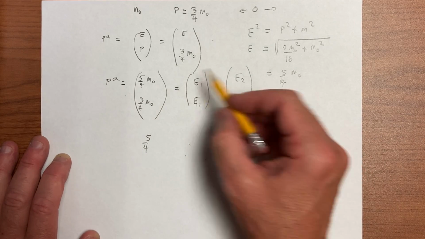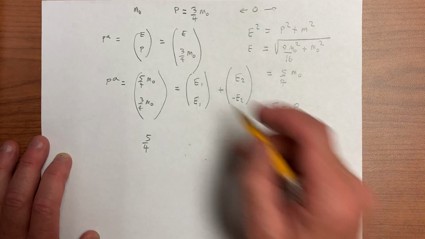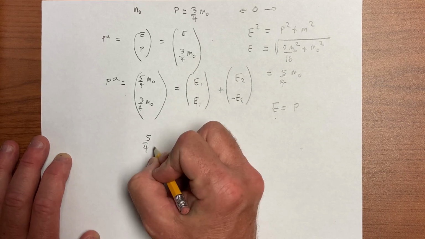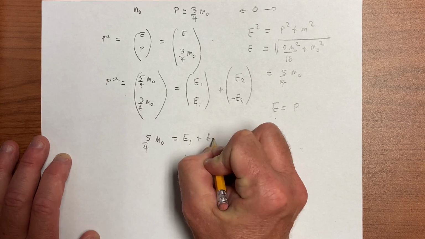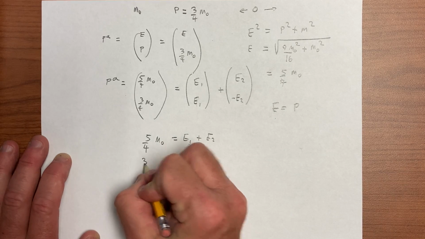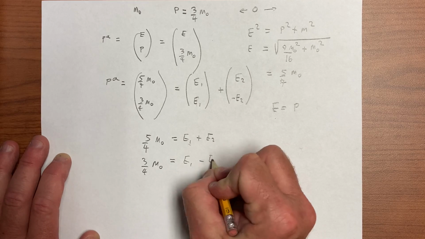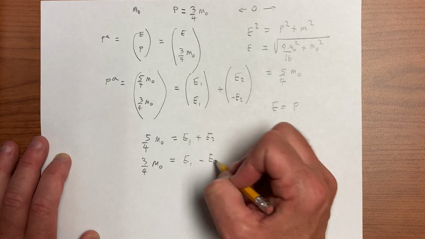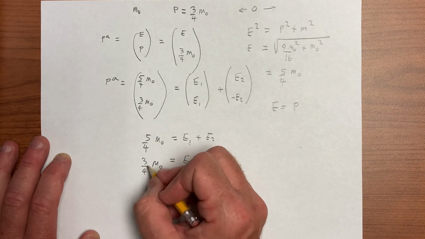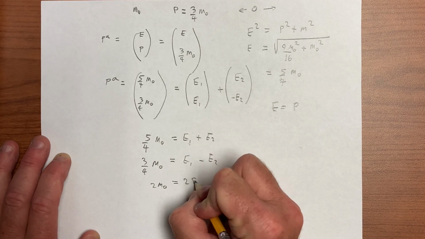All right, so the sum of the two four momenta of the light particles adds up to the two momenta of the particle. So 5/4 m naught is equal to E1 plus E2, and 3/4 m naught must equal E1 minus E2. And so we can just add these two equations, right? So the E2 cancels here. We'll get 5/4 and 3/4, that's 8/4, which is 2 m naught is equal to 2 E1.